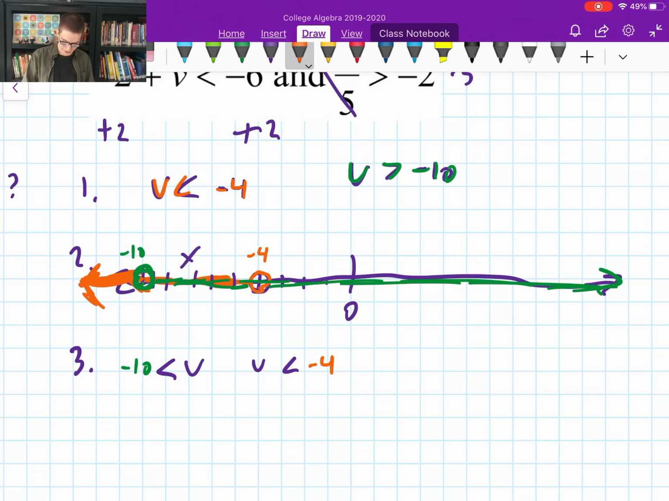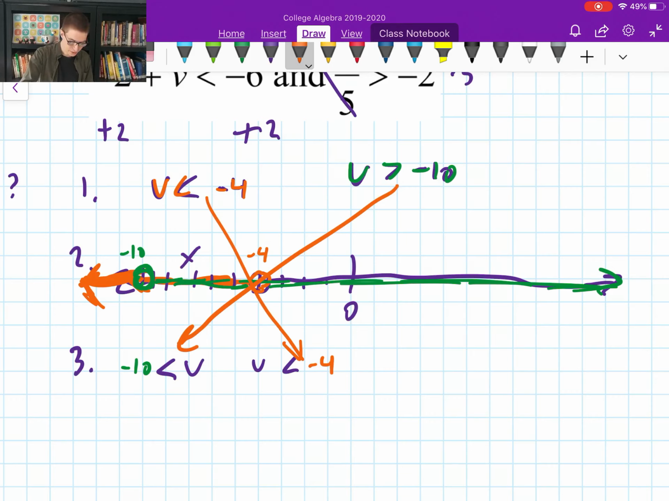Okay. And we can bring those. You notice that these are the exact same things as in one. As in one, we got v is less than or equal to 4. V is less than 4. On the other one, we have v is greater than negative 10. You flipped it, you mirrored it to get negative 10 is less than v.